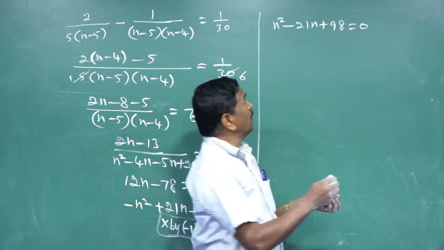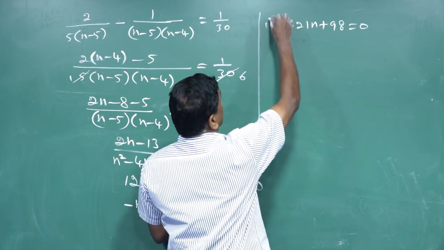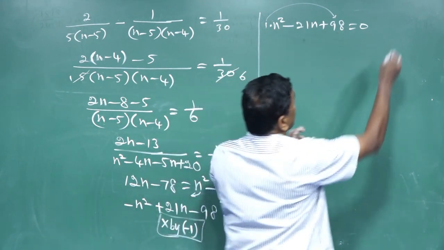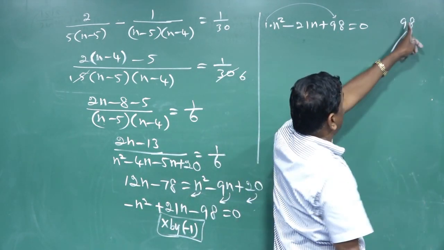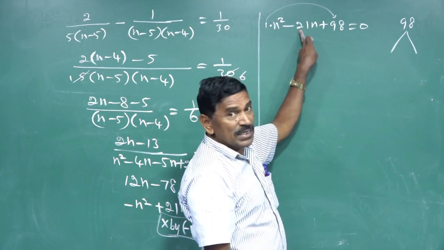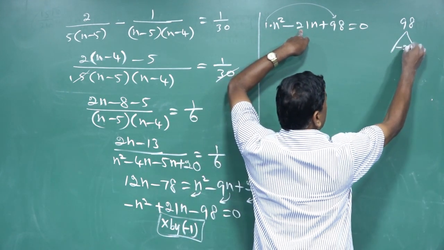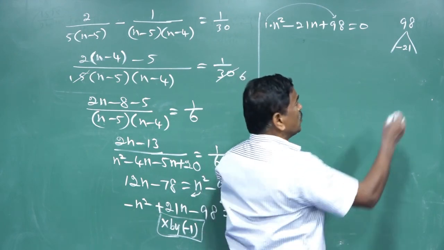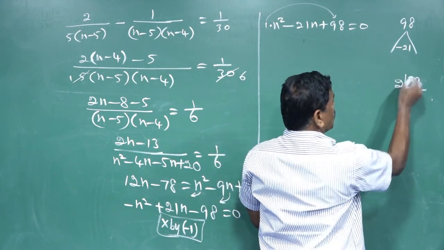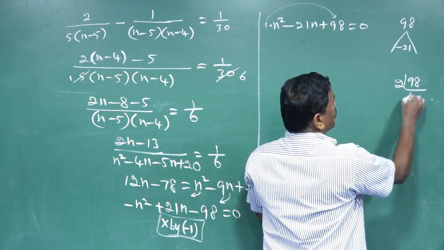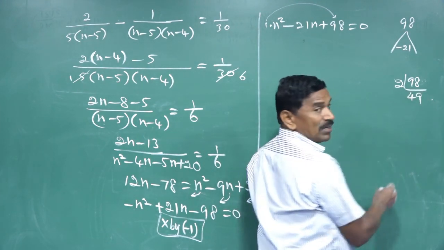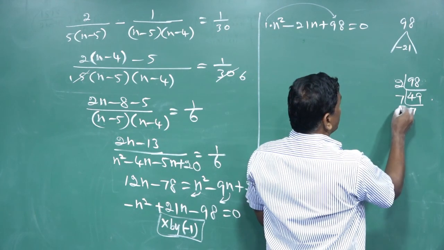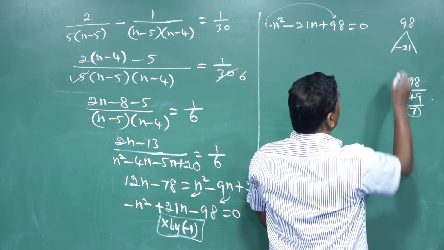We want to factorize. Factorize means the n square coefficient is 1, so the n square coefficient into the constant. What is your answer? Yes, 1 into 98, 98. While multiplying I need 98. Here the n coefficient is minus 21. While adding or subtracting I need minus 21. What will be the factors? Do the rough work. 98 factorization: suppose 2, 4 2s are 8, remainder 1, 9 2s are 80. Next one, 49. 7 7s are 49. Now remember, 2 7s are 14 into 7 alone. So 14 into 7.